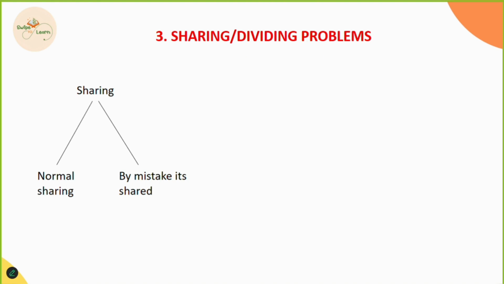Okay, next model. The next model is about sharing and dividing. This section is generally divided into two types, which means a normal way of sharing the ratios and the quantity. And the second thing is when, by mistake, the original ratios are divided into another ratio. So we need to find the difference between these two problems.